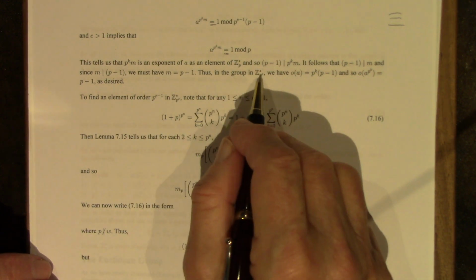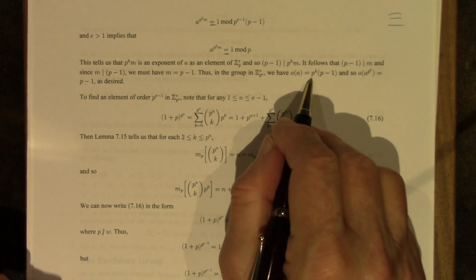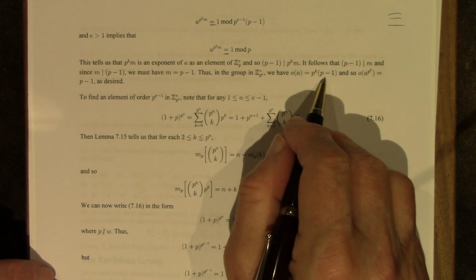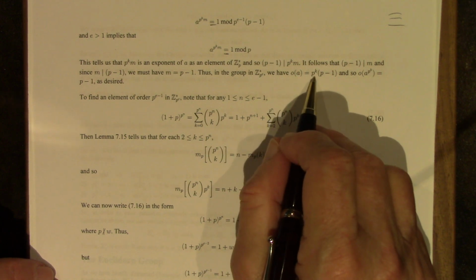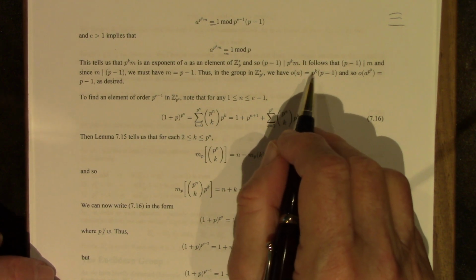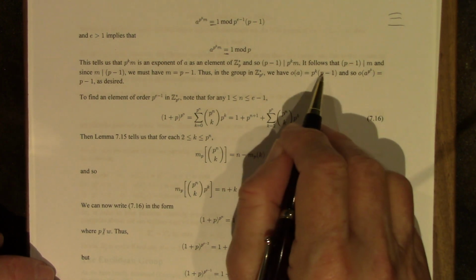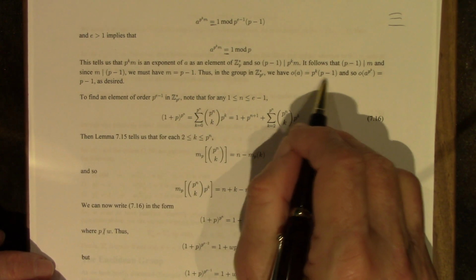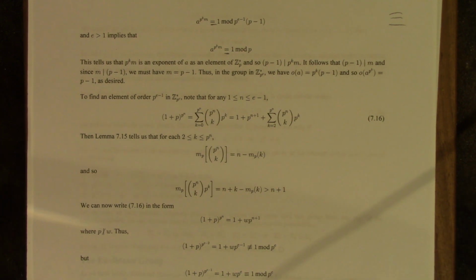So in the bigger group, a has order p to the k m, which is now p to the k times p minus 1. Therefore, if we raise a to the power p to the k, the order of that element, a to the p to the k, is p minus 1. And that's what we were looking for. Again, this is because these two factors are relatively prime. So that's one of our tasks.